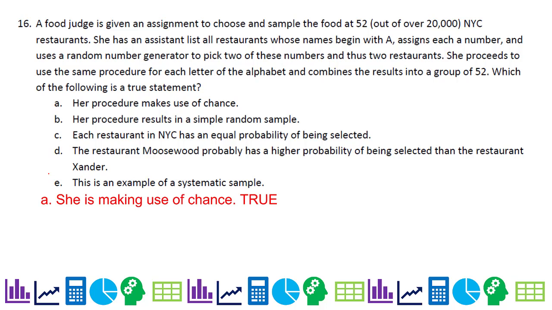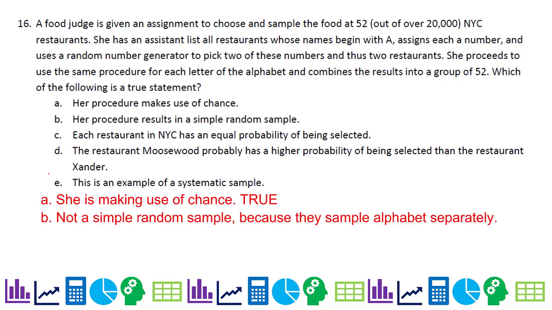All right. Feels like we've answered this question before, but in a different context. B, her procedure results in a simple random sample. No, because they sample the alphabet separately. They're doing multiple samples, not a simple random sample. C, each restaurant in New York City has an equal probability of being selected.